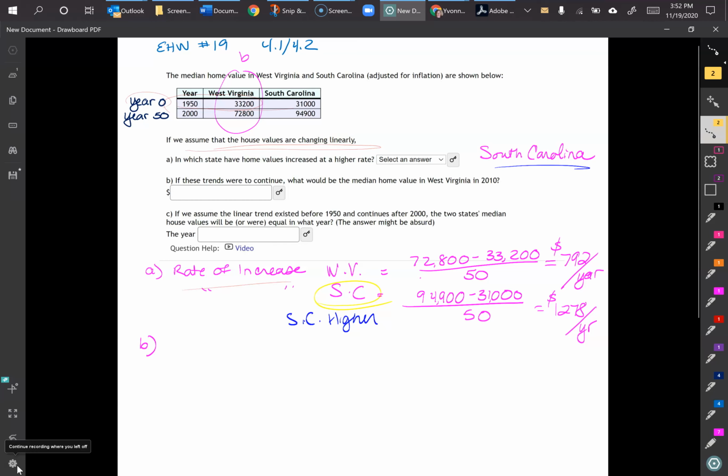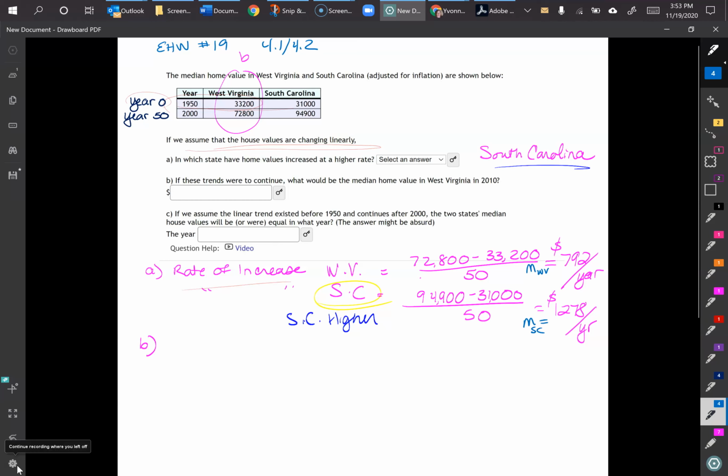So we're going to have a slope kind of like this, right? And then for the other one, I found the difference in the values and divided by 50 again, because it's the same number of years, and that was 1,278. So it's a little steeper. So that one is the higher one, South Carolina. That's how I came up with that. And I'm going to use that as my slope. That's actually equal to M. I have one for West Virginia and one for South Carolina.